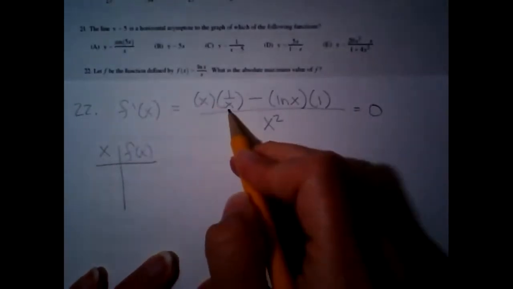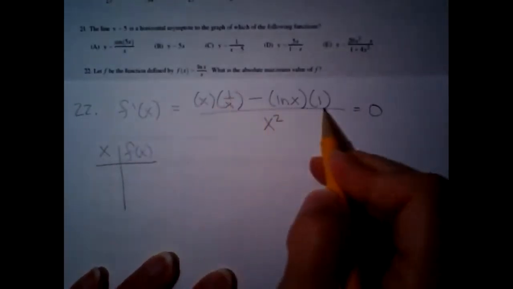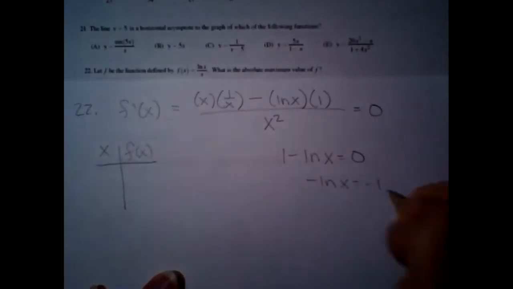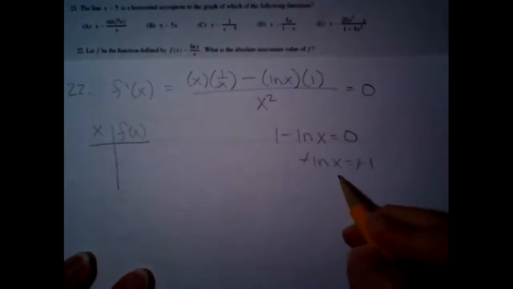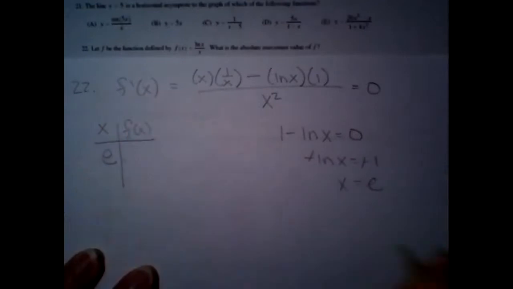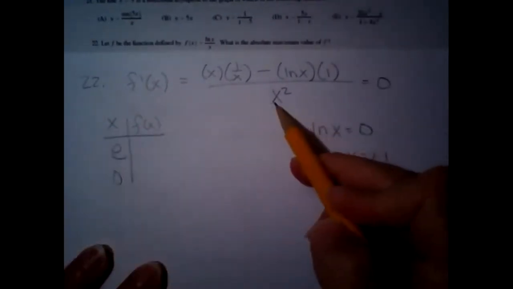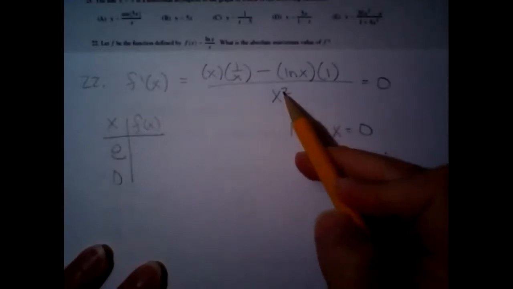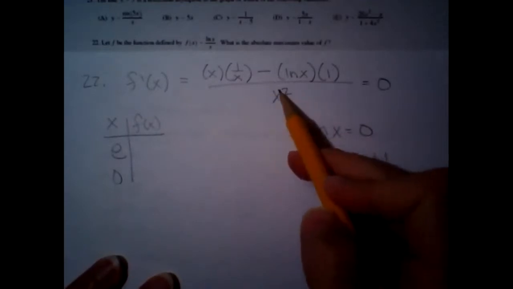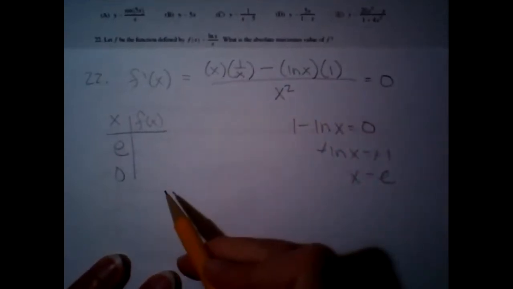So here these x's cancel. In the numerator, you would have 1 minus ln of x equals 0. So I'm going to subtract over the 1. Negatives cancel. And then you would exponentiate both sides. It's e to the power of, and you get x equals e. So e is one of your critical points. The other one's going to be 0. You can also have a 0 denominator for a critical point. It's where this equals 0 or is undefined. And if you set x squared equal to 0, you get 0.